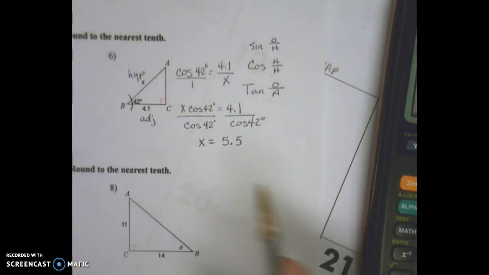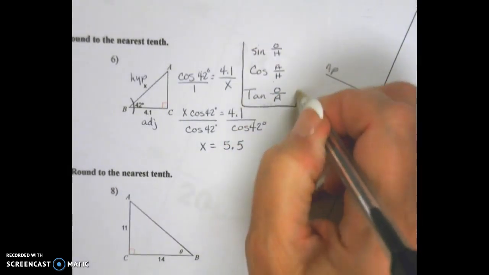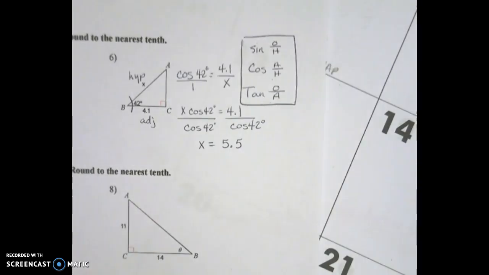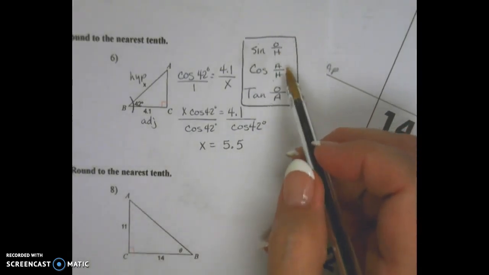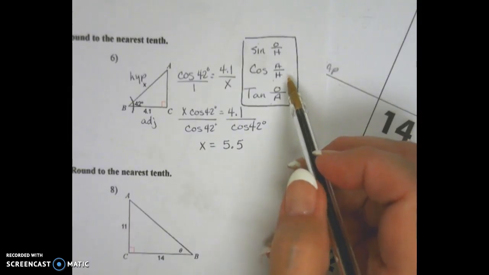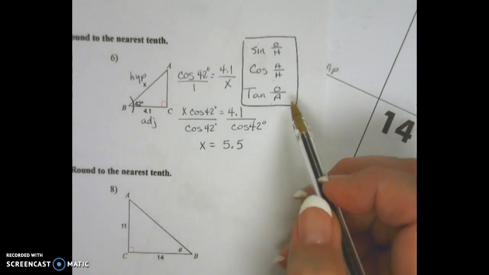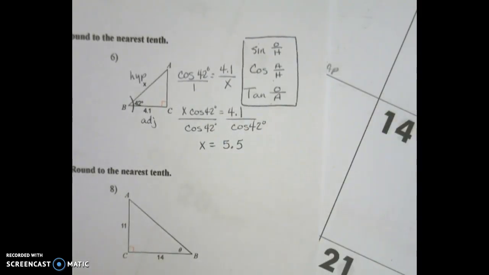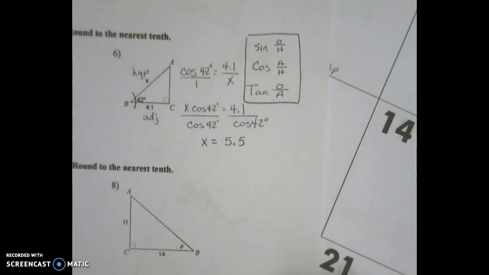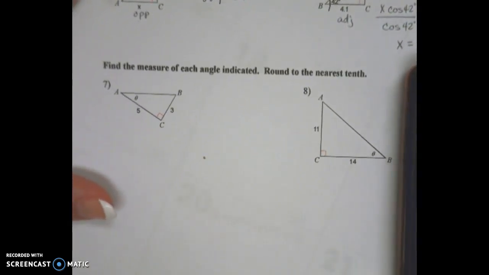Now you have 5 of these to solve. Please make sure that you're careful and choose the correct trig function to use. Sine, opposite over hypotenuse. Cosine, adjacent over hypotenuse. Tangent, opposite over adjacent. If you want to stop and take a moment to do the next 5, that's wonderful. I'll wait just a second, and then I will begin the last section that you are going to be doing today.